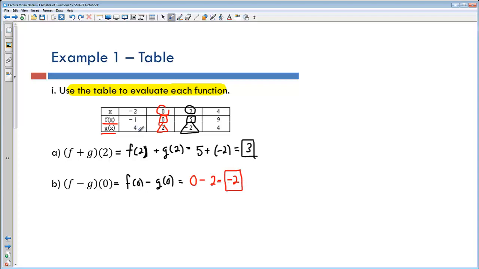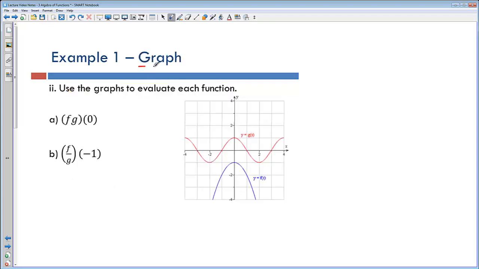The next example we're going to look at involves a graph. And so now we're going to use the graphs here to evaluate each of these functions. In this case, we're multiplying, and then down here, we're dividing. So let's do what this says. This says take f times g evaluated at 0, and what it says is do f of 0 times g of 0. And now we do what this says.